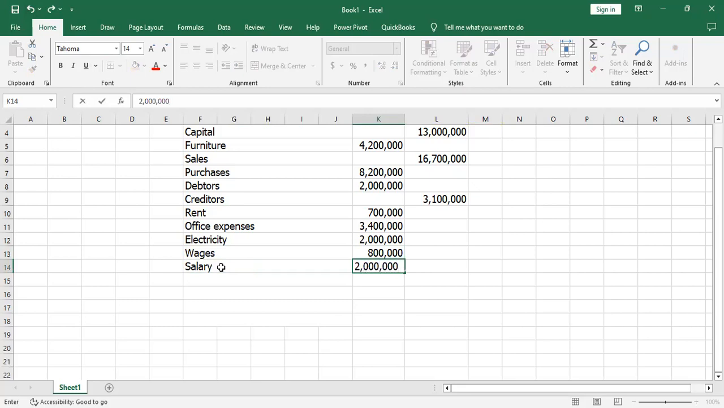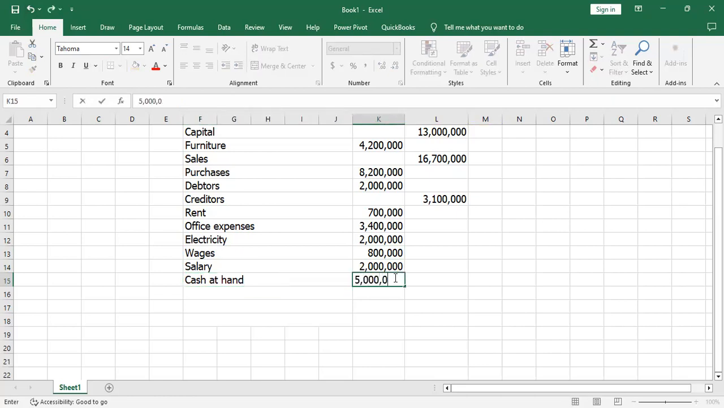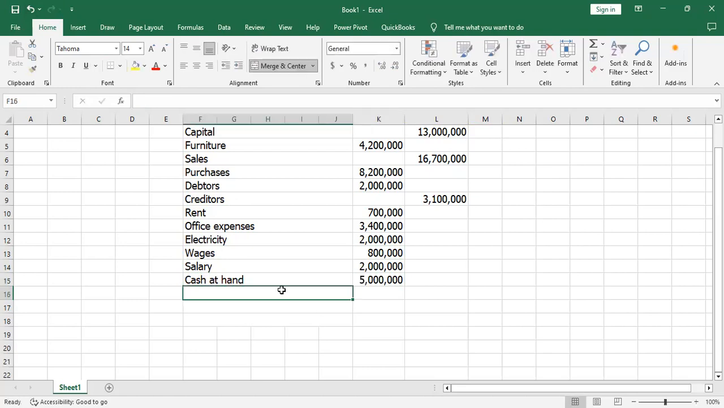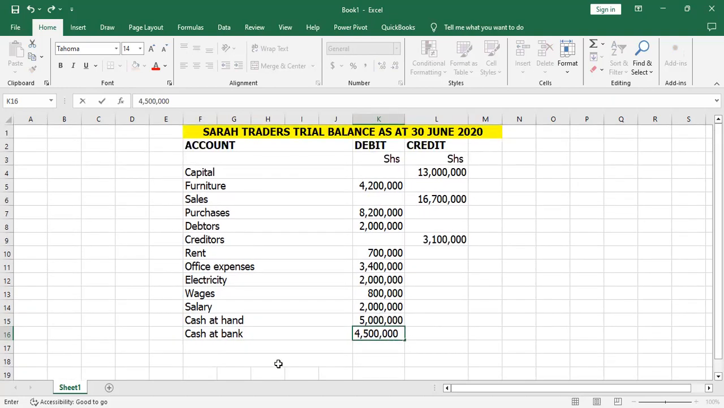Then from the salaries, you have cash at hand. Cash at hand is a current asset to the business, a debit balance, so you put it in the debit column of the trial balance. Then you also have cash at bank. Cash at bank is a current asset to the business, so debit, we enter this in the debit column of the trial balance. So that is our simple trial balance.